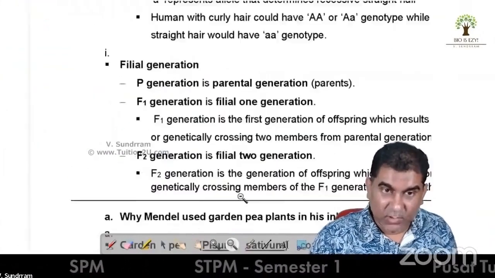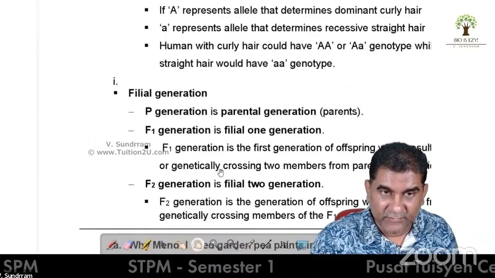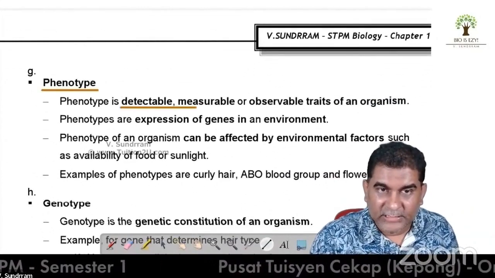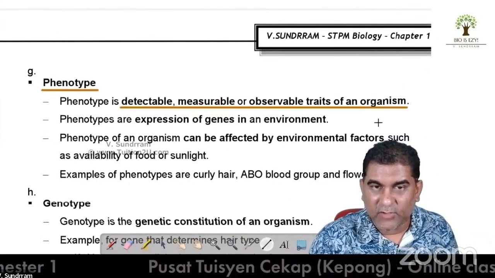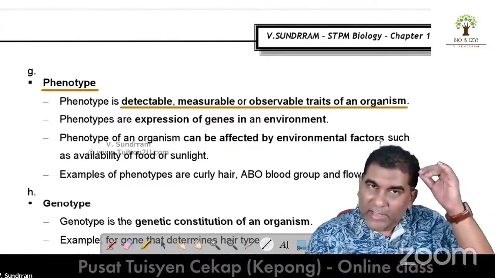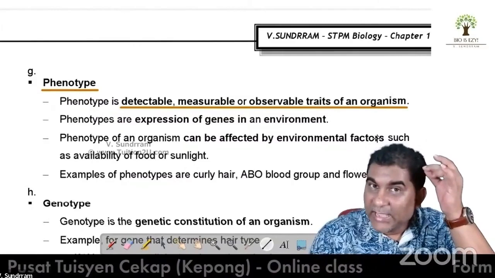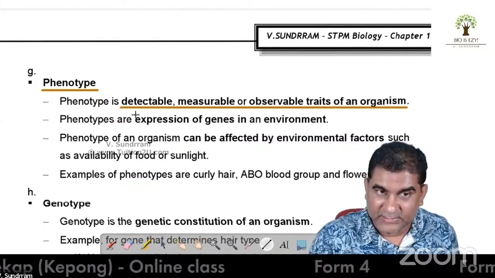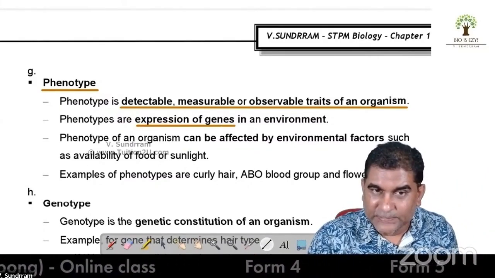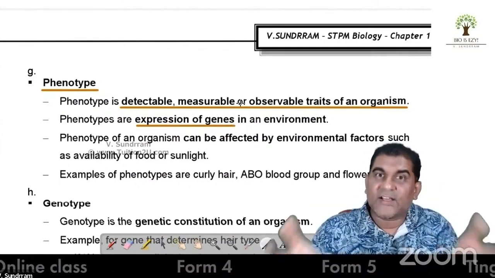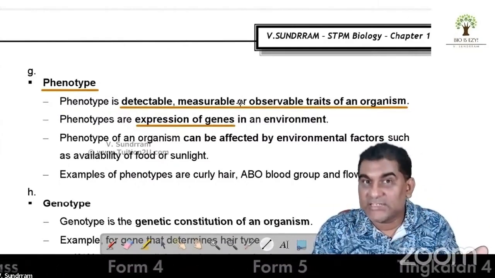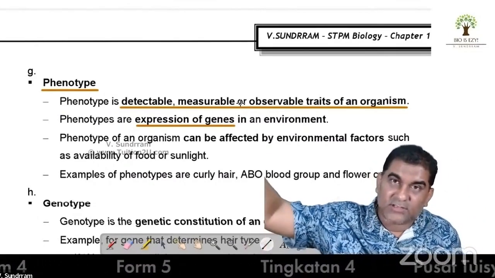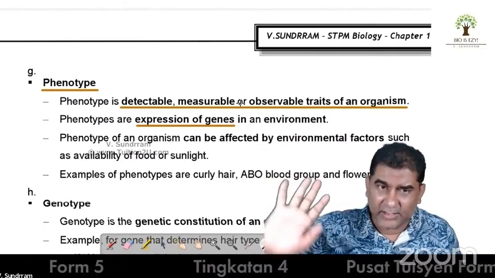The next page, all of this definition already given. The third page, phenotype. Detectable, measurable, observable trait of an organism. Whatever phenotype you have, I have curly hair. That's because my allele is expressed, my gene is expressed. We get phenotype by expression of gene. The gene functions. The allele functions. I get curly hair. Another person, the allele functions, she got straight hair. Or he got straight hair.